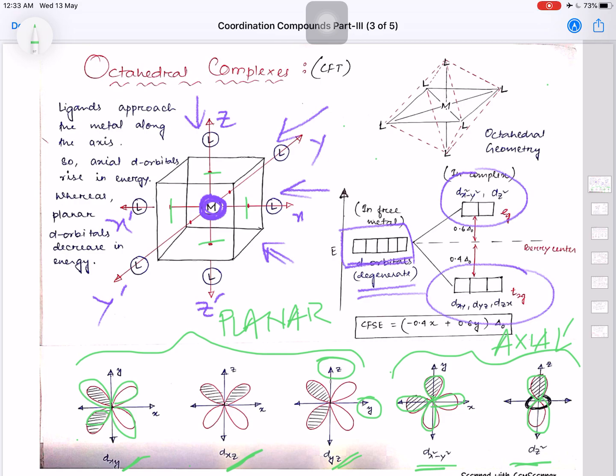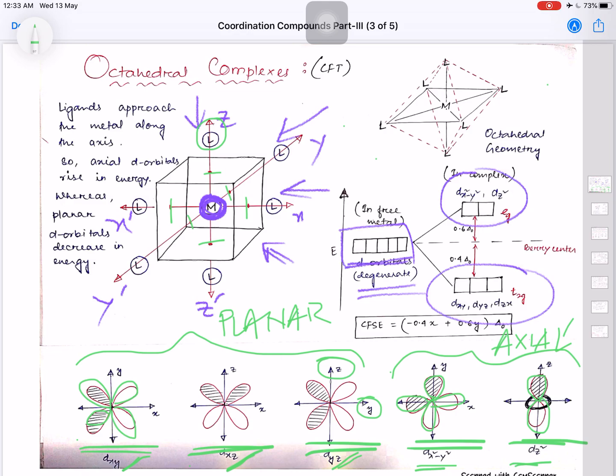Say the center of this axis, they are just penetrating the center of the face of the cube. Now we see that ligands are approaching the metal along the axis. Now you just relate this with the 5d orbitals. These 5d orbitals have 3 d orbitals which are planar, and 2 are axial d orbitals.